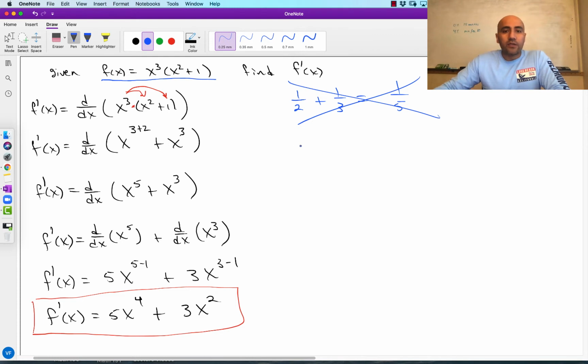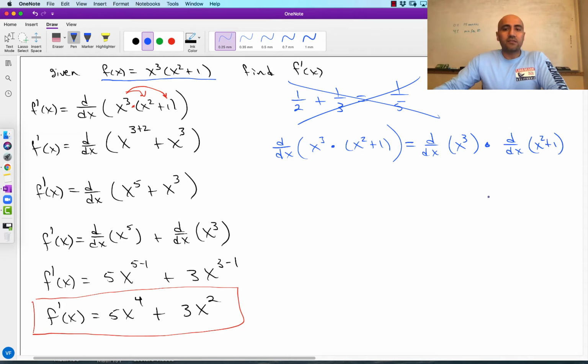Okay, so here's what a lot of people think. If we have the derivative with respect to x of x cubed times x squared plus 1, a lot of people would like to take the derivative with respect to x of the first one times the derivative with respect to x of the second one. It seems to make sense, right? Why don't you just take derivatives of each one separately and then multiply it?